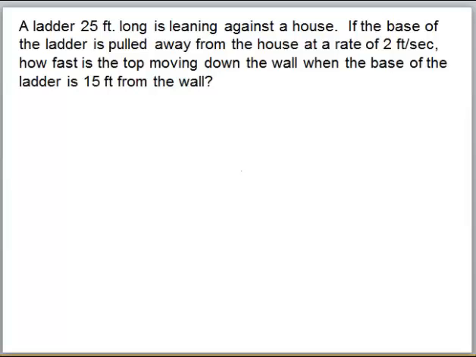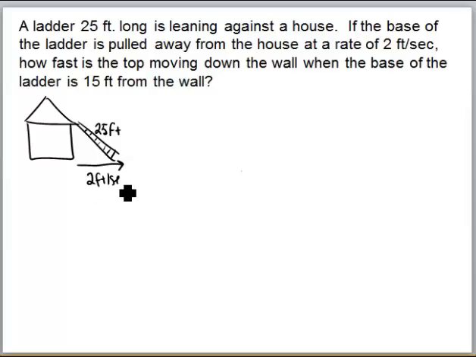Next example of related rate, we have a ladder that's leaning against the house. So here's my house. Here's my ladder. And it says that it's a 25-foot ladder. If the base of the ladder is being pulled away from the house at a rate of 2 feet per second, how fast is the top moving down? When the base of the ladder is 15 feet from the wall. Alright, so it looks like we've created this triangle here. We'll get into that in a minute.